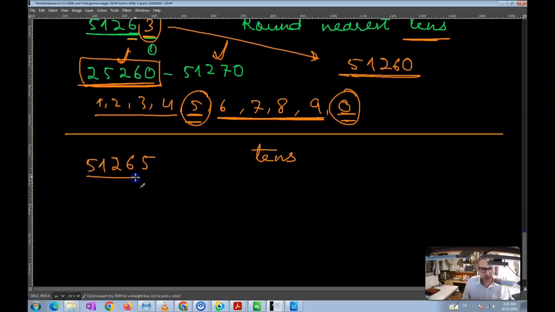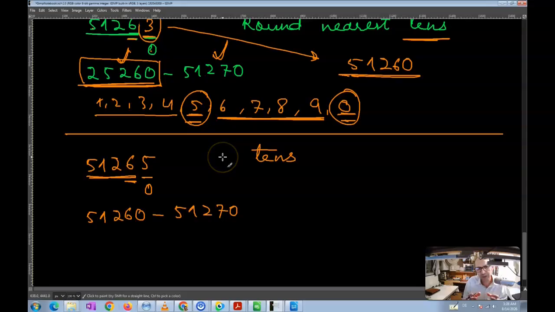Which means that I want to keep all of these digits including the tens place value, and I want to substitute this with the 0. So your number must be some number between 51,260 and 51,270. And since this digit is a 5, that means you're exactly halfway between these 2 numbers, right? Which makes it not very easy to choose, because so far what we have been doing is that whichever number is closer to your number, you pick that number. But since you're equidistant from both of these 2 numbers, there is no way to choose.